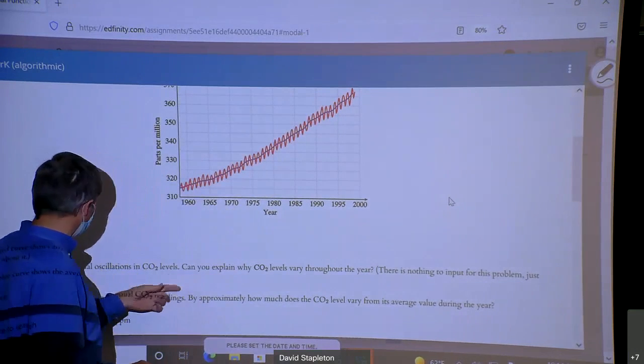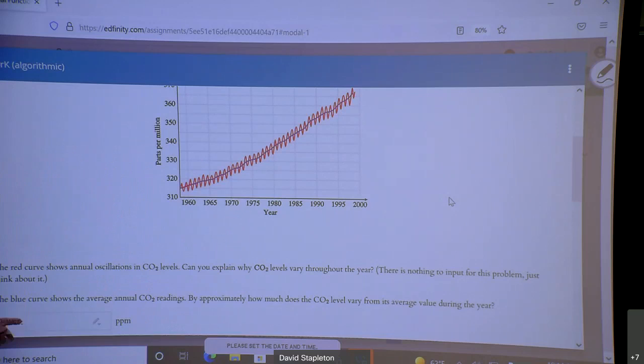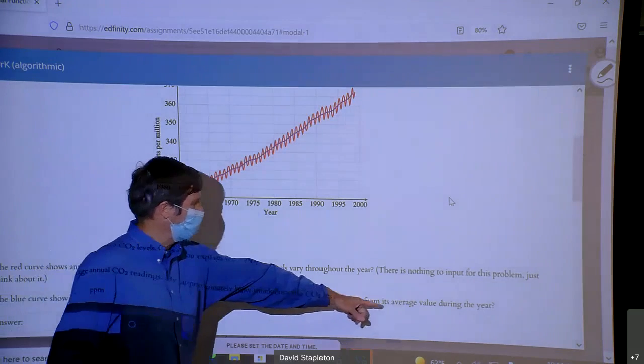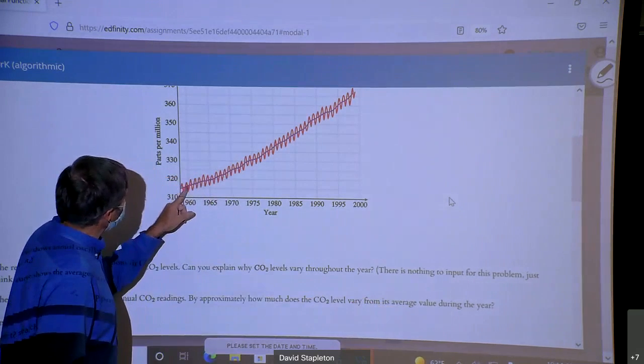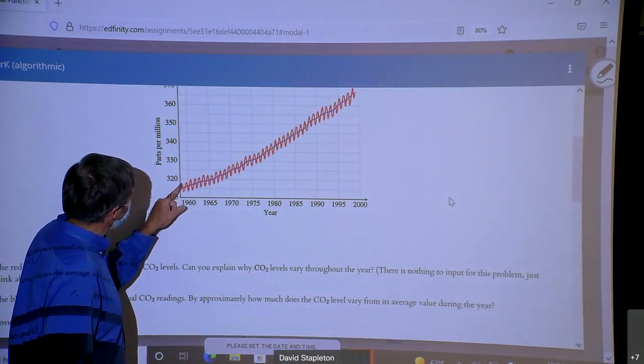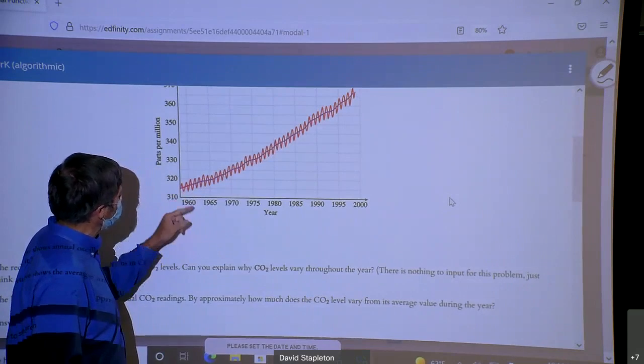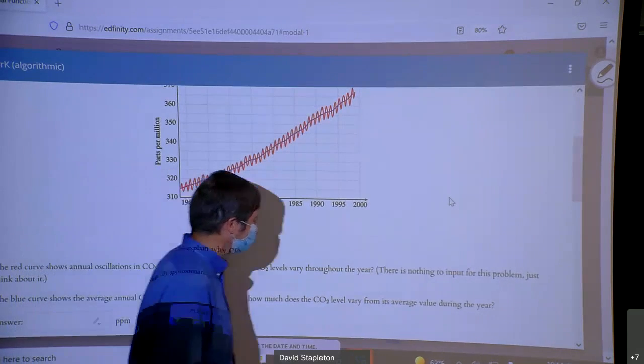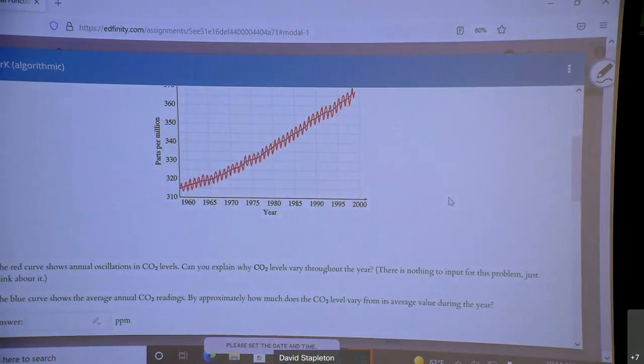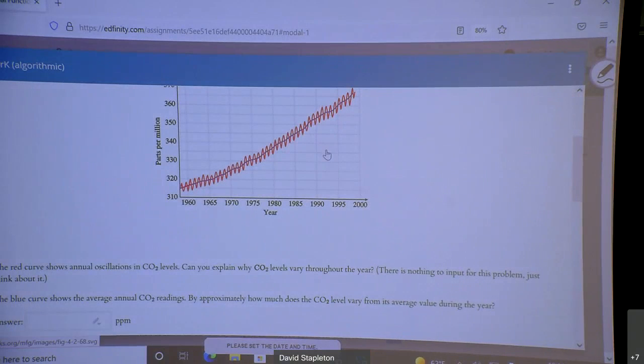So you put 3 for what they're asking. How much does it vary from the average during the year? Each one of these wiggles is a year, right? It's like wiggle up and down and back to the middle, up and down and back to the middle each year, about 3 up and 3 down. So you put 3.